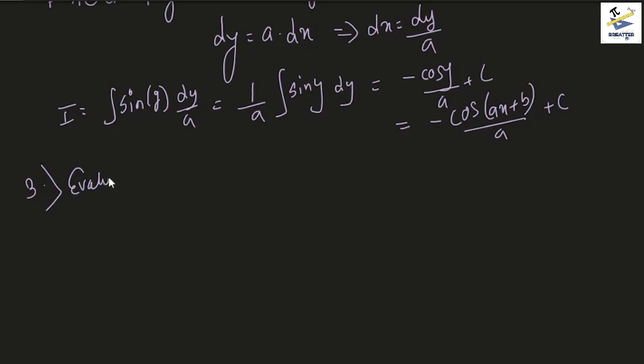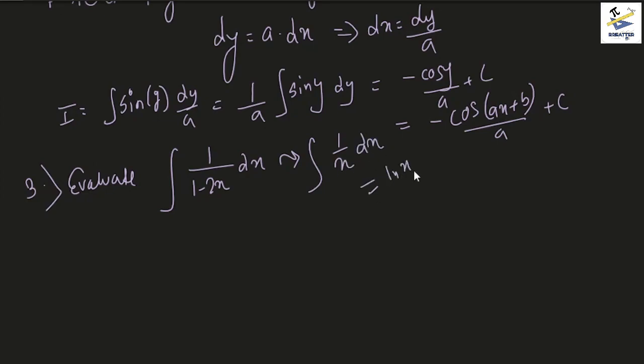Evaluate the integral of 1 by 1 minus 2x dx. Now what does this resemble? Firstly, the simplest way to evaluate an integral, or to find out what to substitute, is to find the closest integral it resembles. As far as I can tell, this resembles something like this, whose integral we know as ln of x.